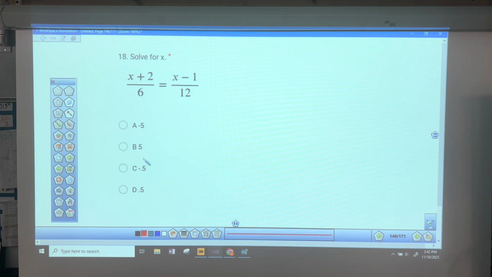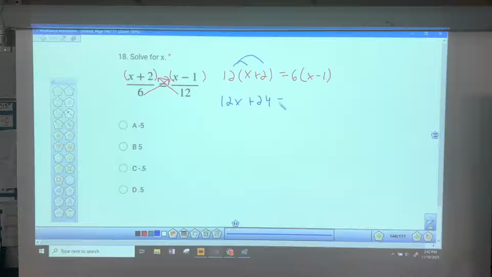Solve for x. This is called cross multiplying. So what I'm going to have to do is wrap these up and cross multiply. So that's going to give me 12 times x plus 2 is equal to 6 times x minus 1. Different people do this different ways. 12x plus 24, distribute the 12, is equal to 6x minus 6.